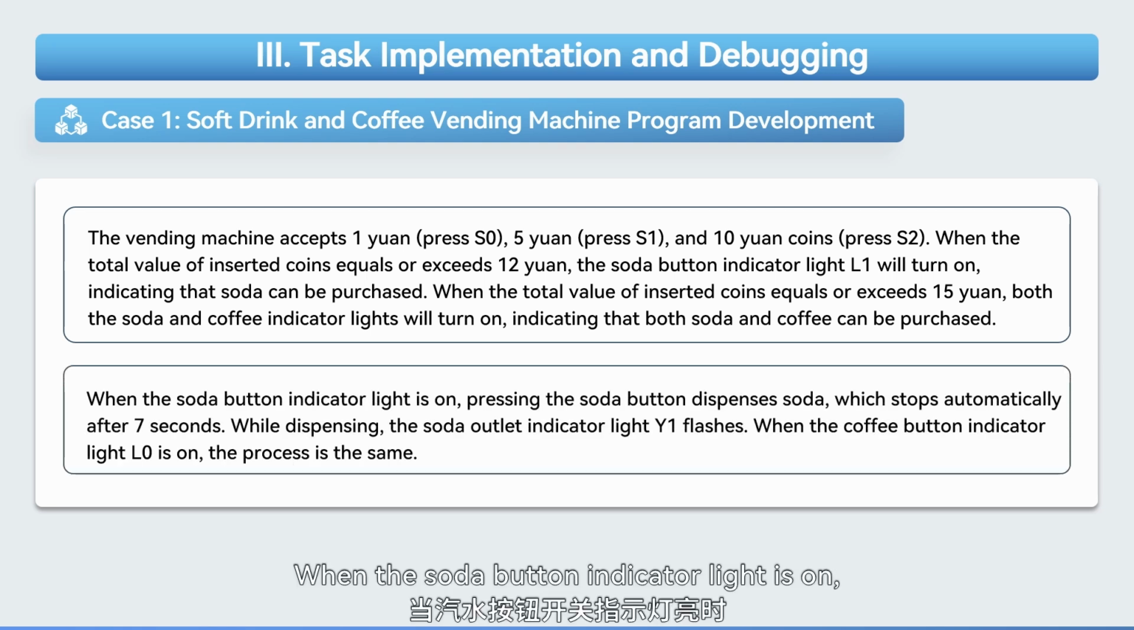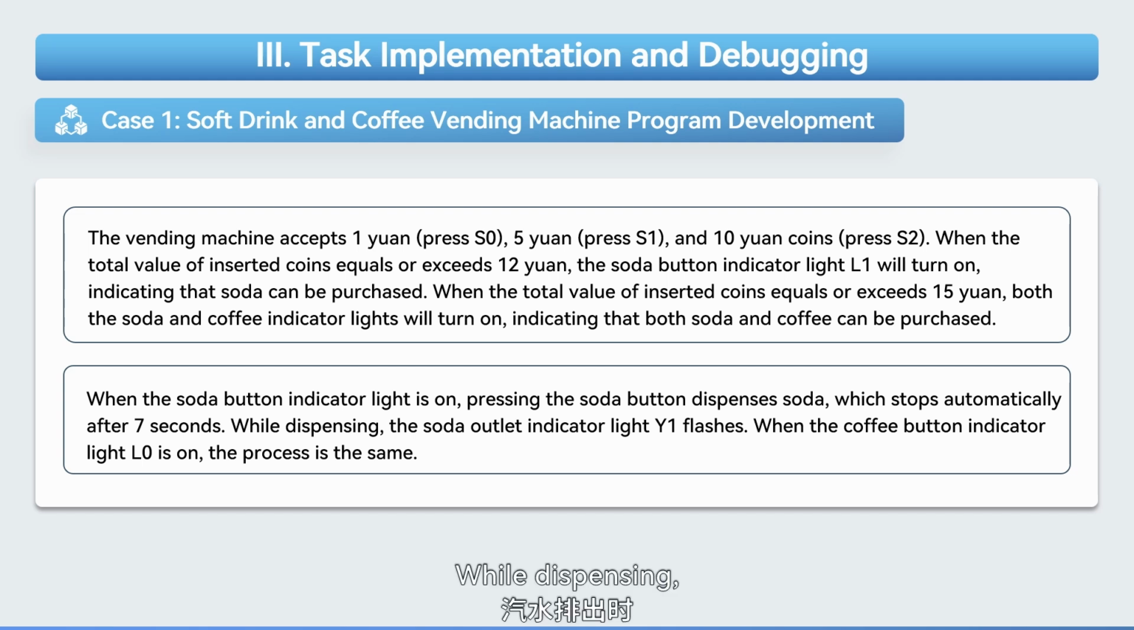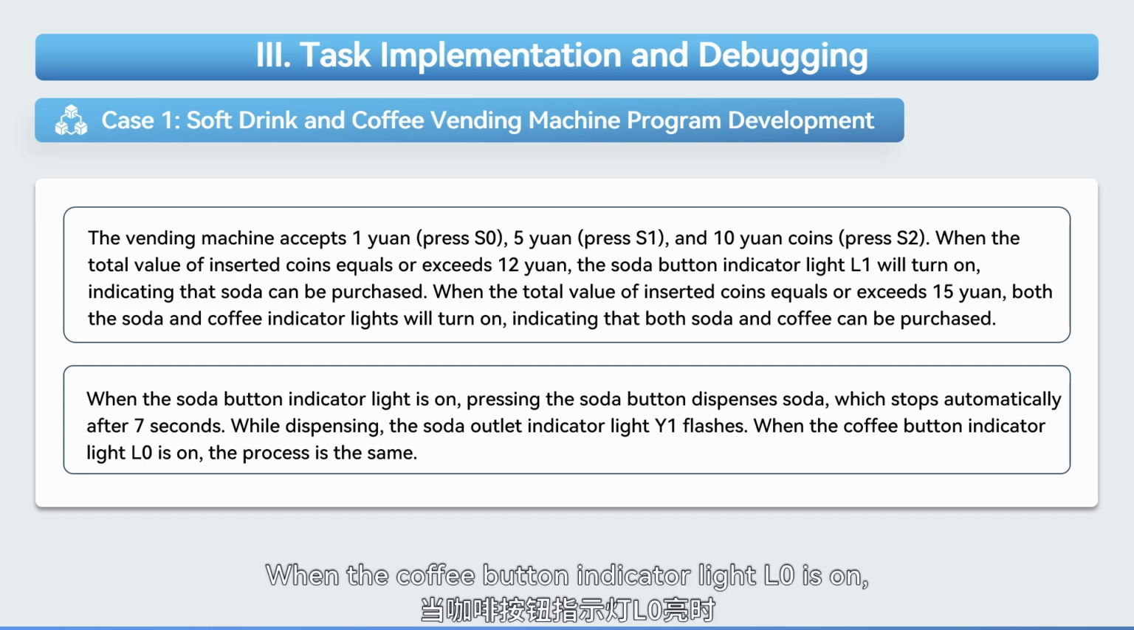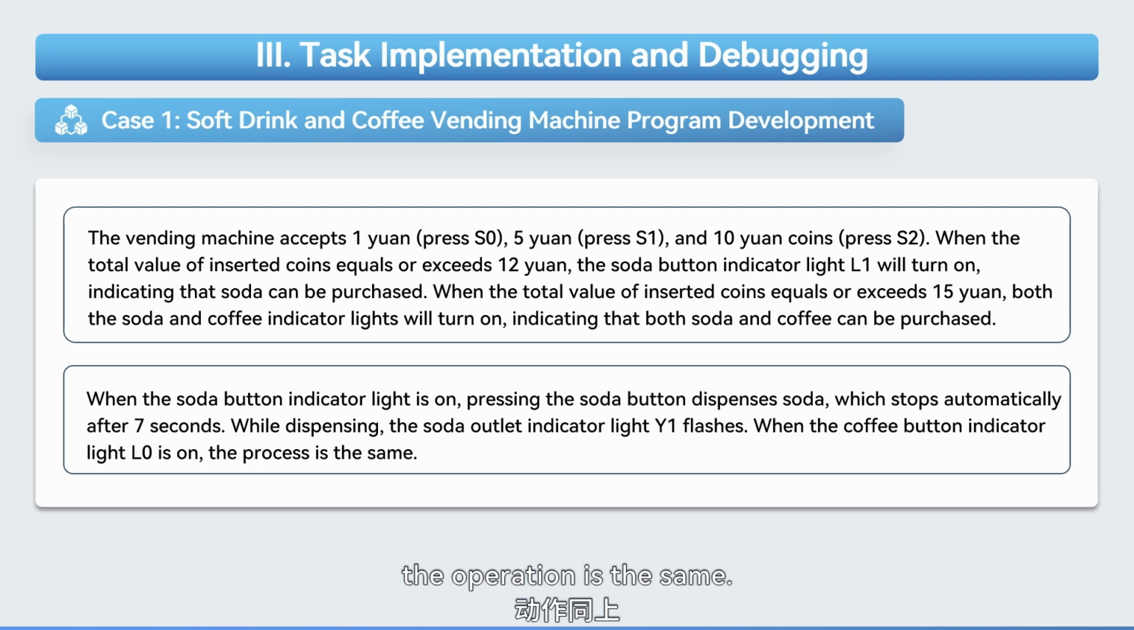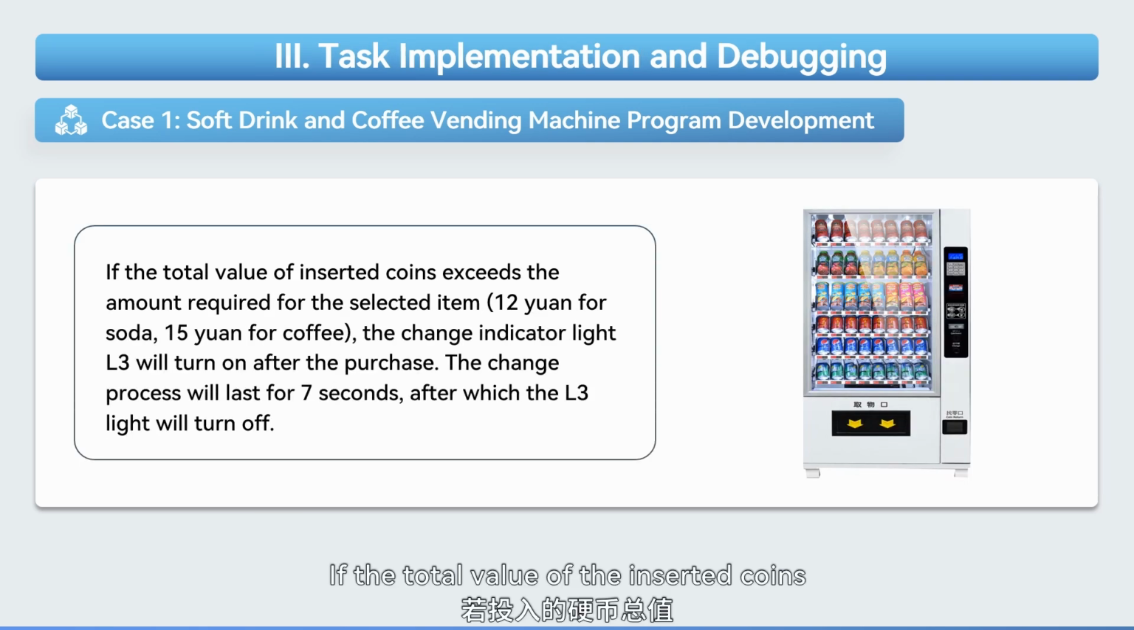When the soda button indicator light is on, pressing the soda button dispenses soda, which stops automatically after 7 seconds. While dispensing, the soda outlet indicator light Y1 flashes. When the coffee button indicator light L0 is on, the operation is the same. If the total value of the inserted coins exceeds the required amount, soda 12 yuan, coffee 15 yuan, the change indicator light L3 turns on after the purchase. The change process ends after 7 seconds, and the L3 light turns off.